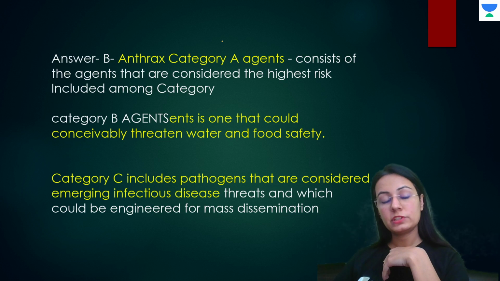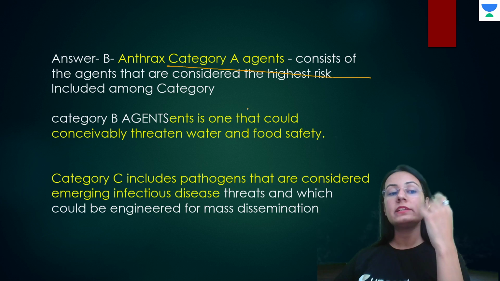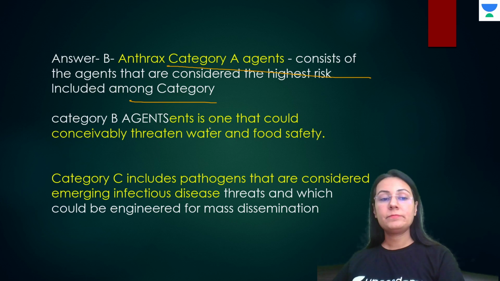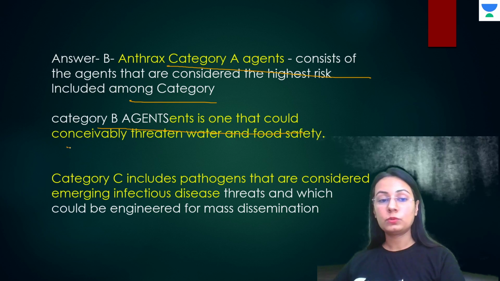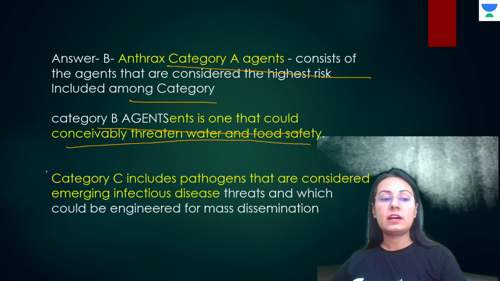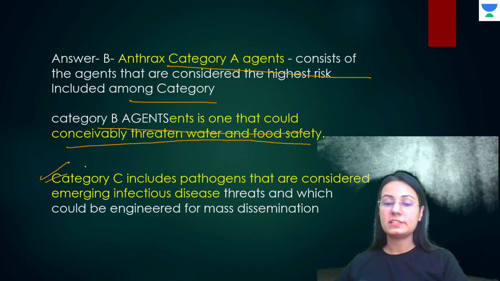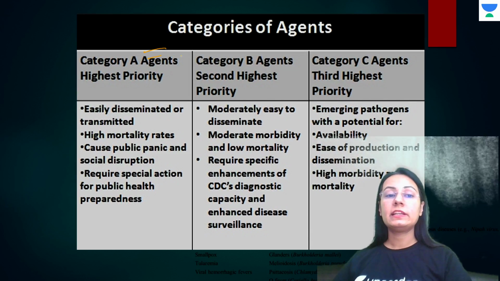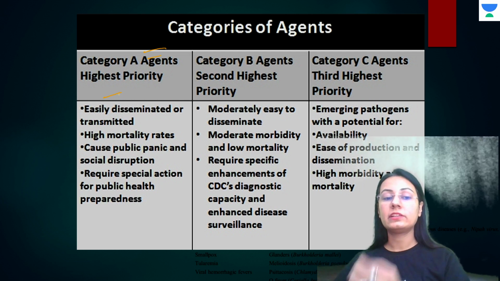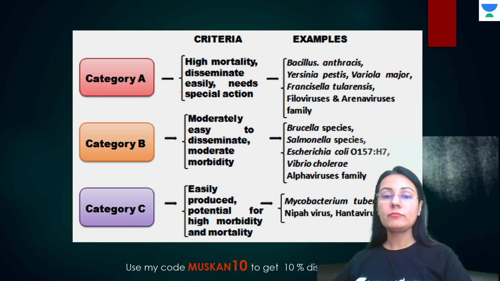Polychrome methylene blue stain. It is a category A agent and considered to be the highest risk among the categories, that is bioterrorism, biohazard. Category B is the one that could threaten water and food safety and includes emerging pathogens. Category C are what? They are emerging infectious diseases. All right, category A, B and C. Category A is easily disseminated, with the highest mortality rate, and requires special action for public health preparedness.